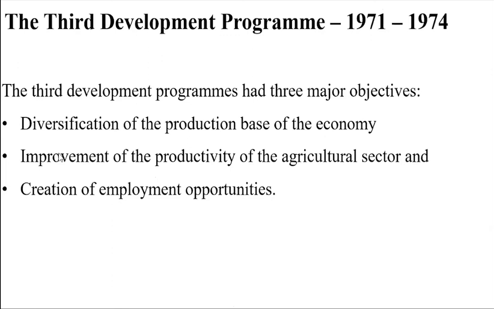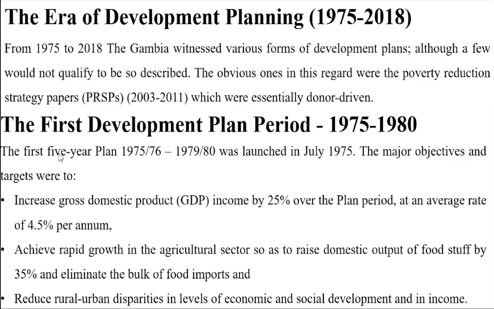There was also the third development program, 1971 to 1974. This program had 3 major objectives. First, diversification of the production base of the economy. Second, improvement of the productivity of the agricultural sector. And third, creation of employment opportunities.